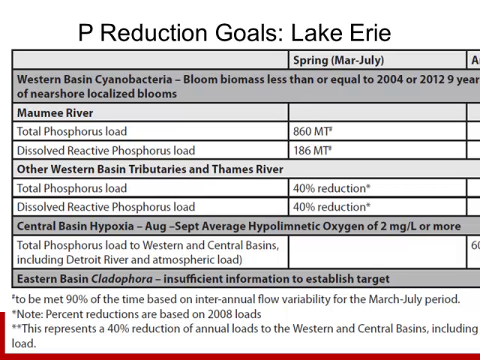It includes numbers for other Western Basin tributaries, including the Detroit River and the Sandusky, and all of those are looking at a 40% reduction as well, but they don't define that target level as closely. There's also, for overall lake health, an annual target loading of phosphorus going into the lake of about 6,000 metric tons.